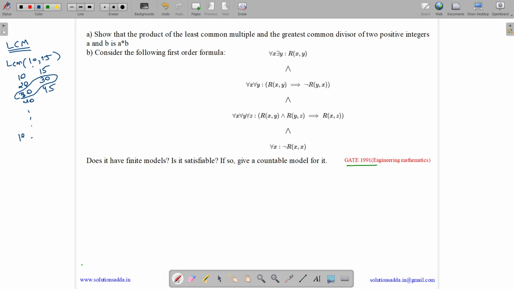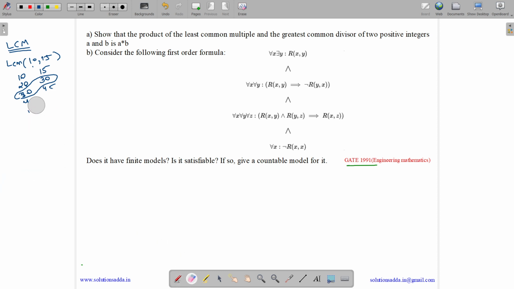Now what is greatest common divisor? The divisors of 10 and 15. The divisors of 10 are 1, 2, 5 and 10. And for 15, 1 is a divisor, 3 is a divisor, 5 is a divisor, 15 is a divisor. So for the greatest common divisor, let us start from the back. 10 is not present over here but 5 is present in both. So 5 is the GCD and 30 is the LCM.